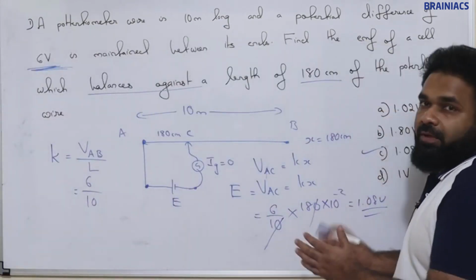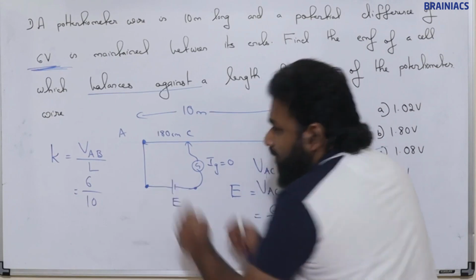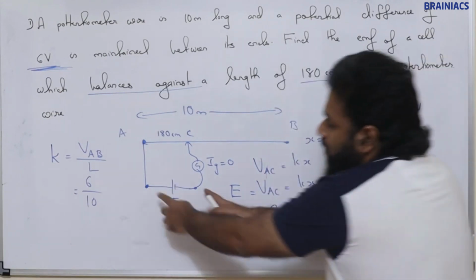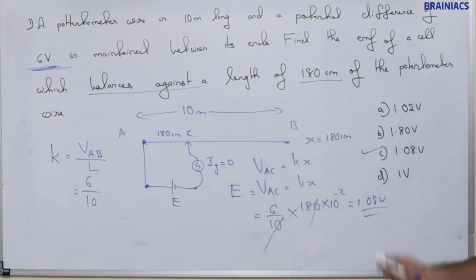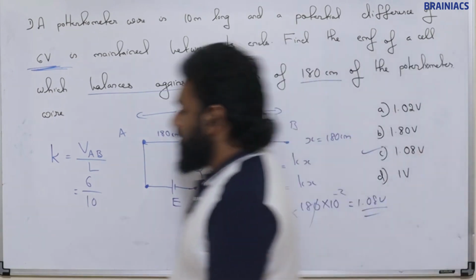Whatever be the voltage we need to find, we need to find the voltage here, actually EMF. So this will be equal to Kx, voltage gradient into that length. Just apply that concept, you will get the answer.